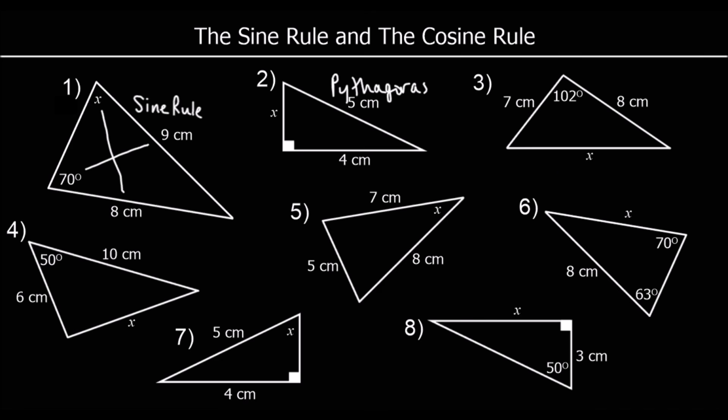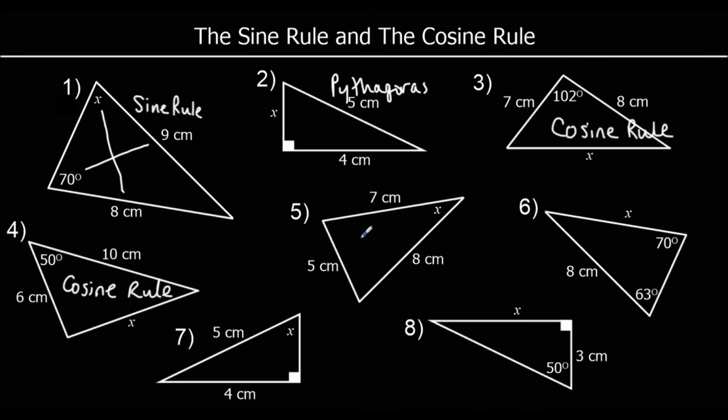In fact, for 3 lengths of a right angle triangle, we'll be looking at Pythagoras. Question 3. So we're finding a length. We know 2 lengths and the angle in between them, and that is the cosine rule. We don't have opposites, but we know 2 lengths with the angle in between them, so that's the cosine rule. Number 4 is the same. We know 2 lengths, the angle in between them, so that's the cosine rule again.